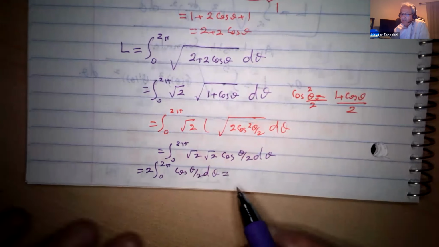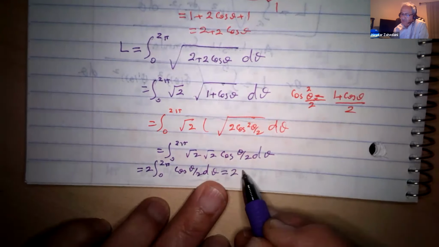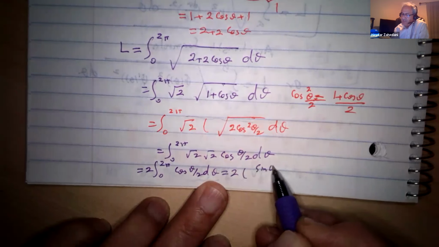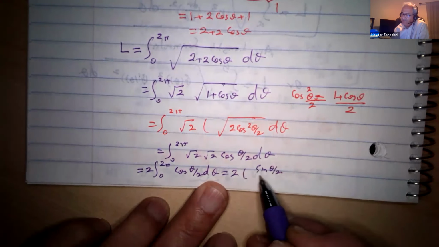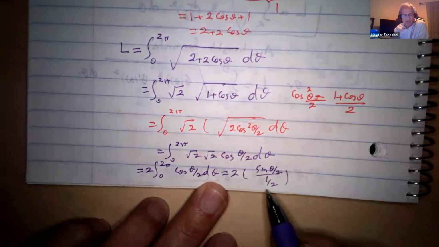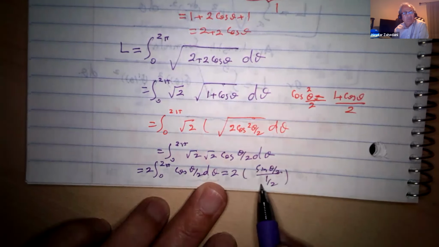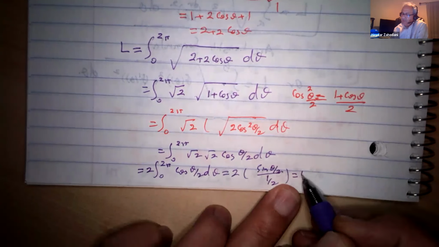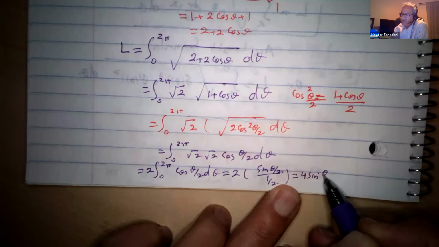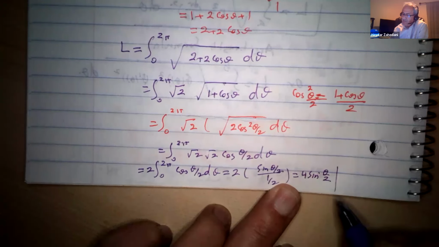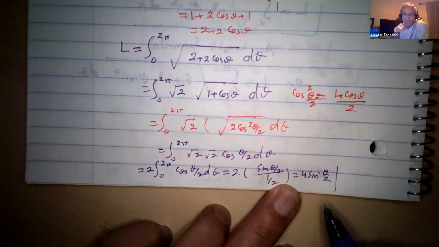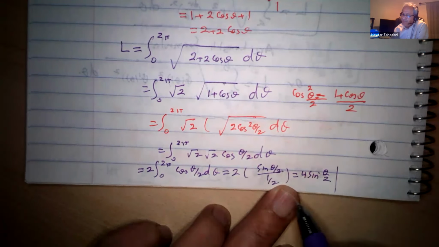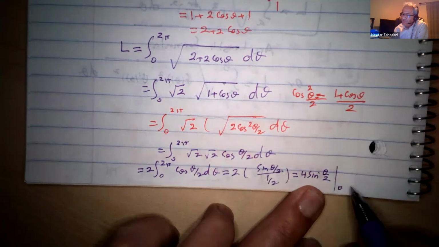And you integrate it. The integral of the cosine would be sine of theta half, but you have to divide it by 1/2. 1/2 used to reciprocal. Okay, 2 times 2 would be 4. So that gives you 4 sine of theta half, to be evaluated from 0 to 2 pi.